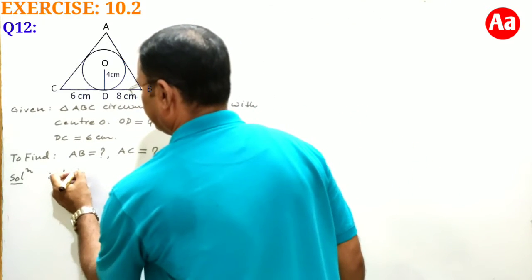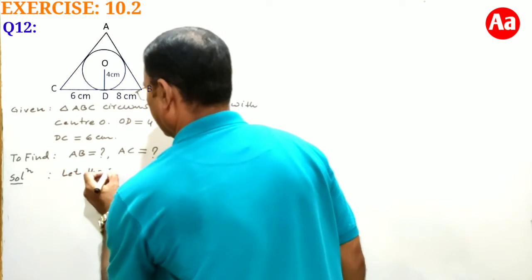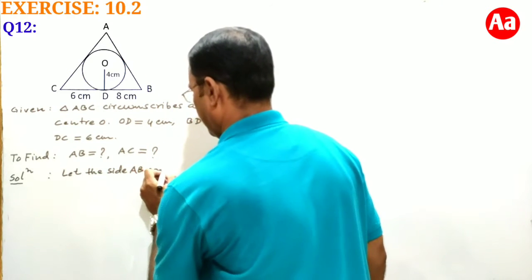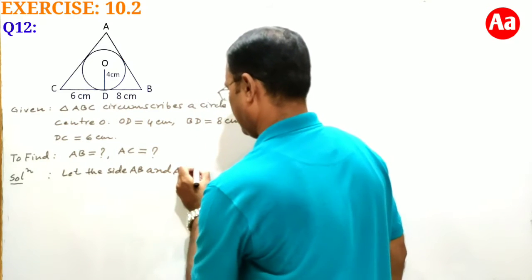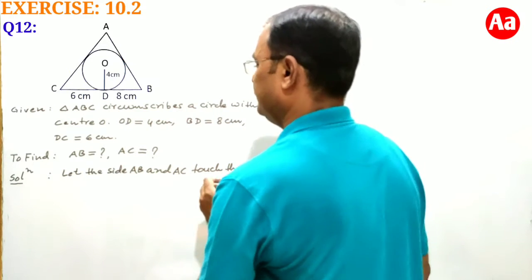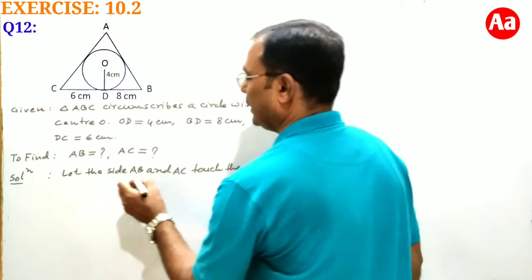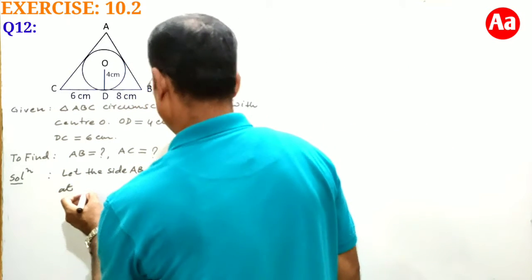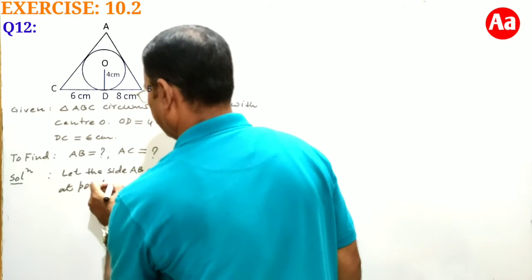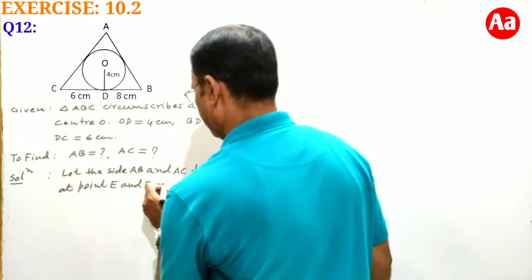Let the side AB and AC touch the circle at points E and F respectively.